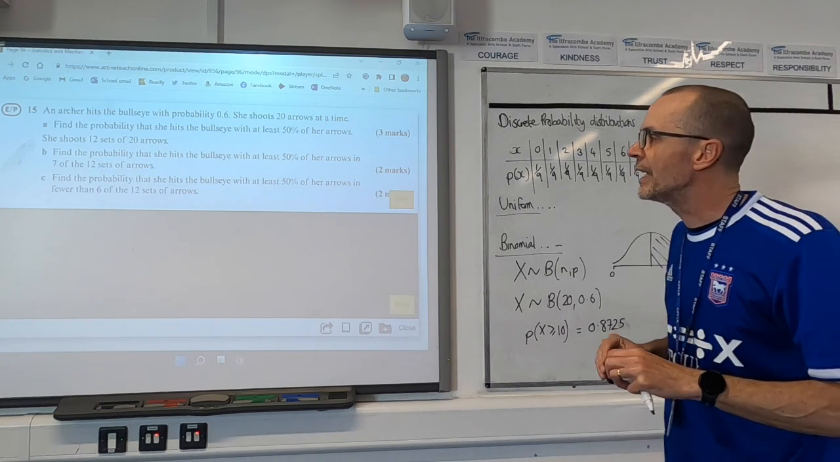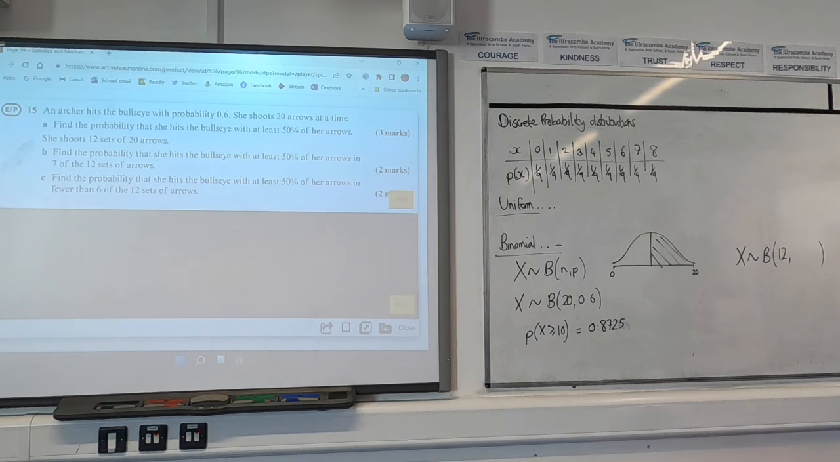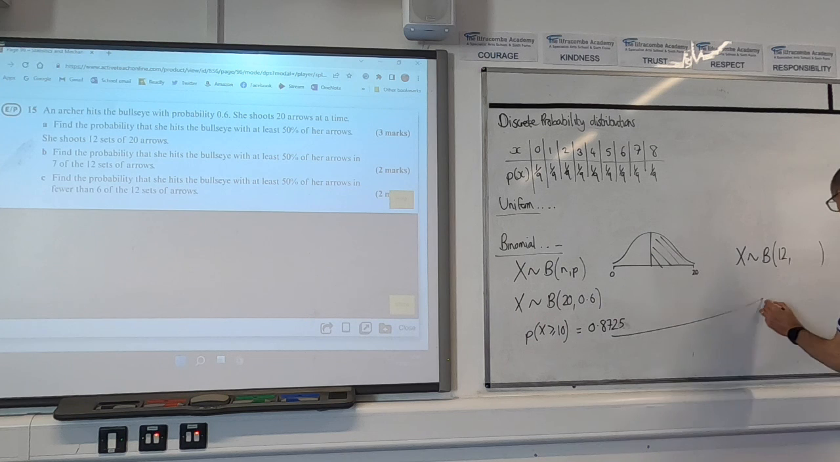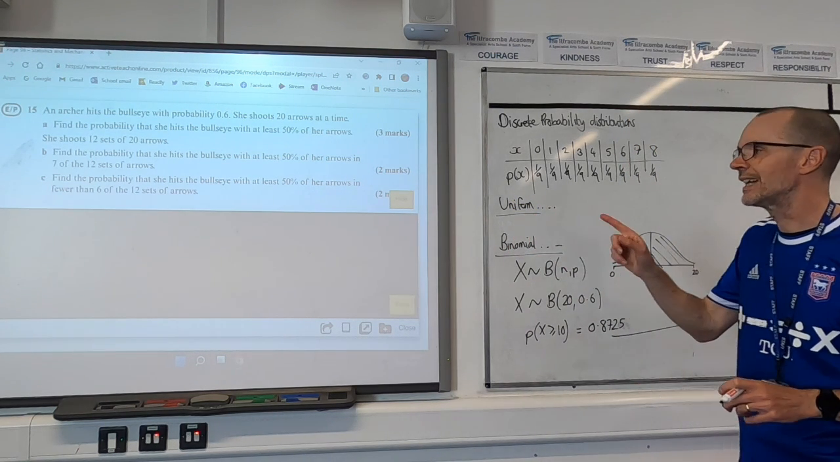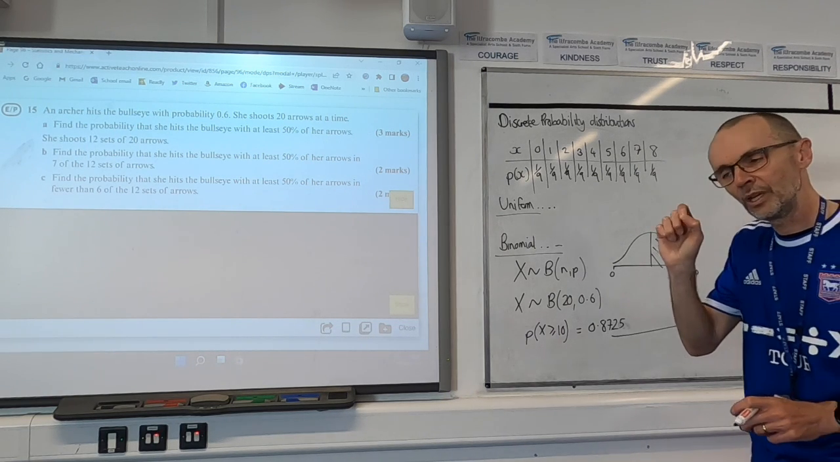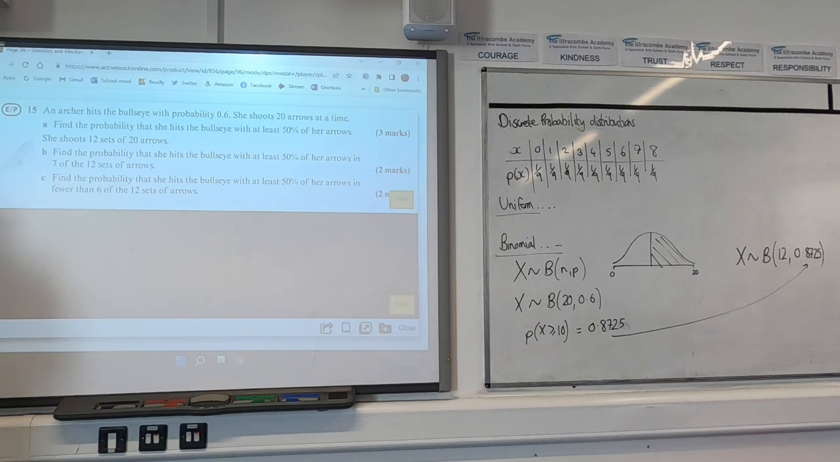Now, in part B, success is that she hits the bullseye with at least half of her arrows. What's the probability of success? That's the answer from the previous question. And we're asked, what's the probability that she does that 7 times? Just 7. Although it's just 7, remember we still use BCD, we still use binomial cumulative distribution.